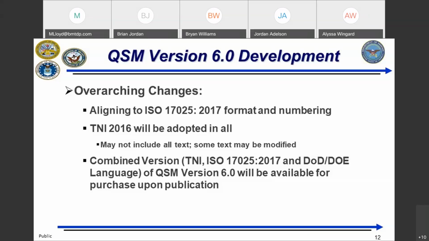For those of you that are users of this document, this may make you happy. We plan on, in conjunction with TNI, having a combined version, which would include TNI, ISO 17025, and the DOE language of QSM version 6 to be available for purchase upon publication. So that will help you with having to have 3 documents in front of you while you're trying to interpret all the requirements of the document.